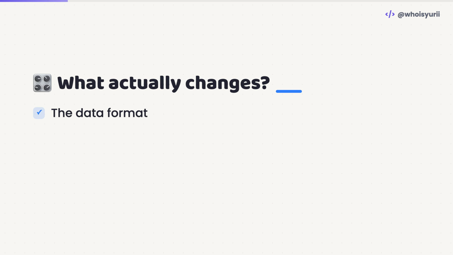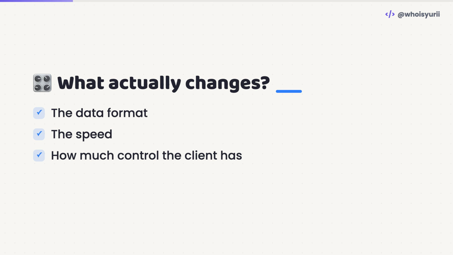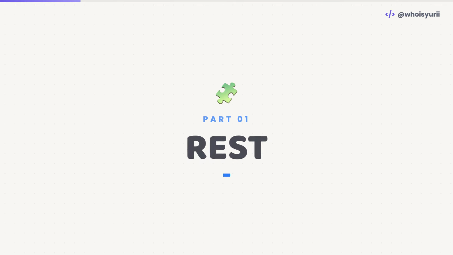So what changes between the styles? Really just 4 things: the data format, the speed, how much control the client has over the response, and whether it works in real time.